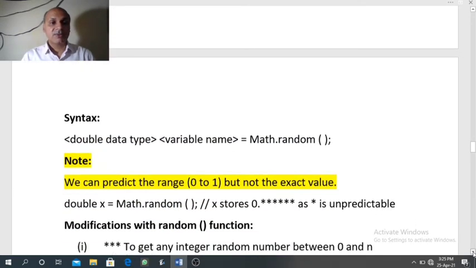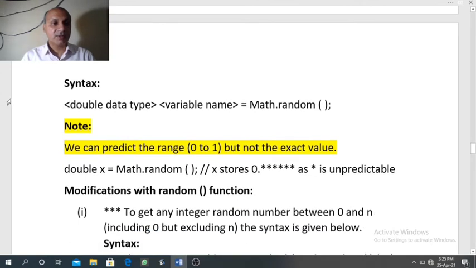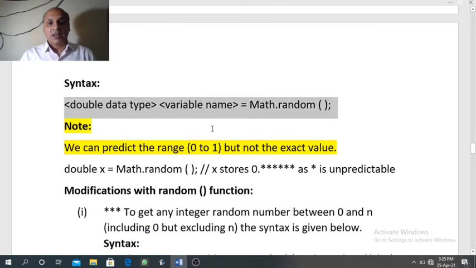Now the syntax, this function returns double value, so we need double variable. Then math.random, we don't pass any argument here.